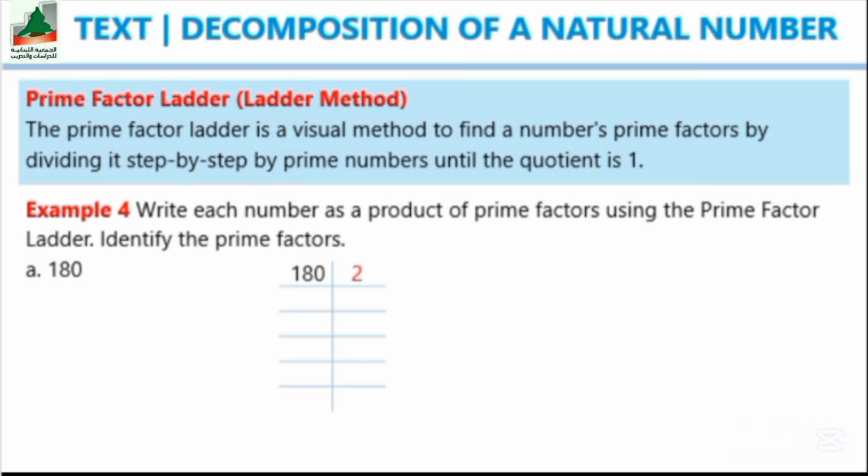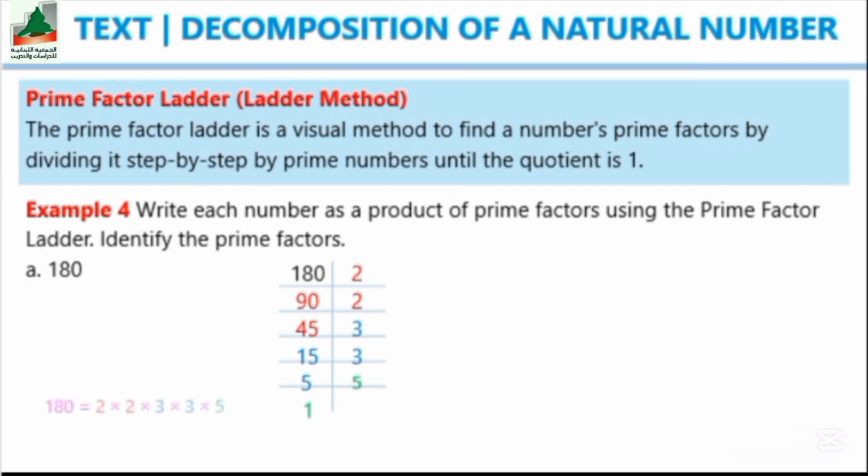The unit digit of 180 is 0, so it is divisible by 2. 90 is divisible by 2. 45 is divisible by 3 because the sum of its digits is 9. 15 is divisible also by 3. And 5 is divisible only by itself because it is a prime number, and thus the quotient is 1.